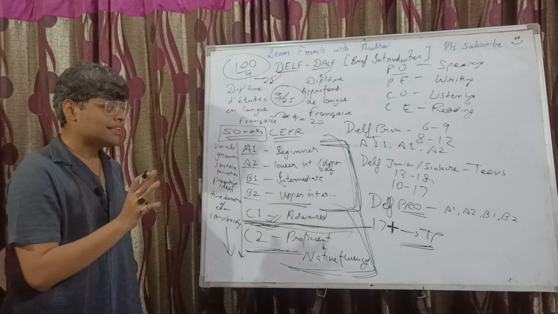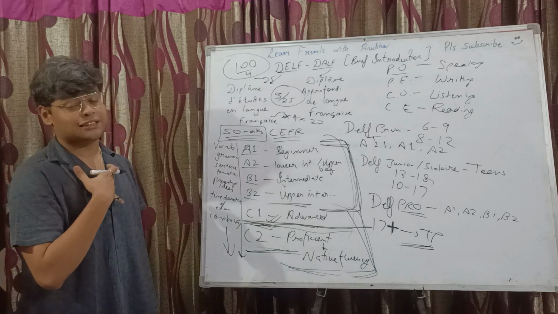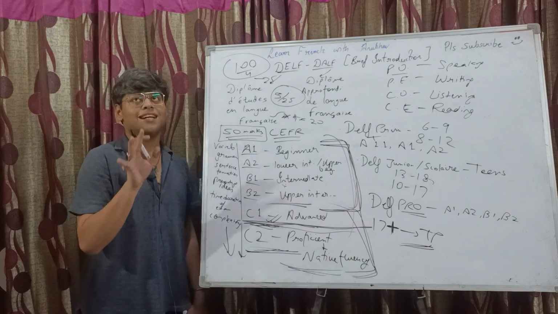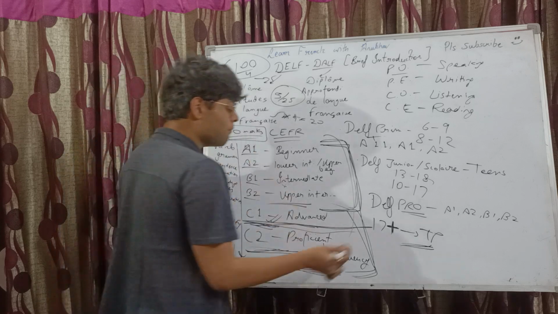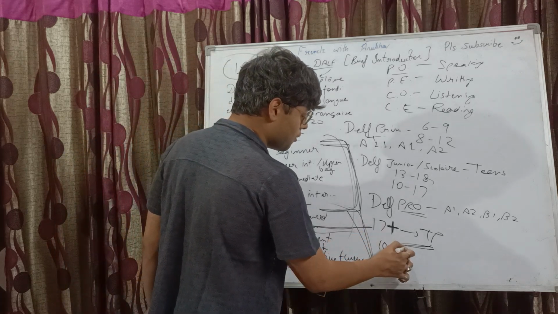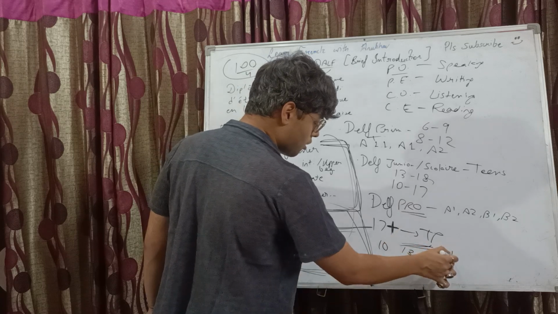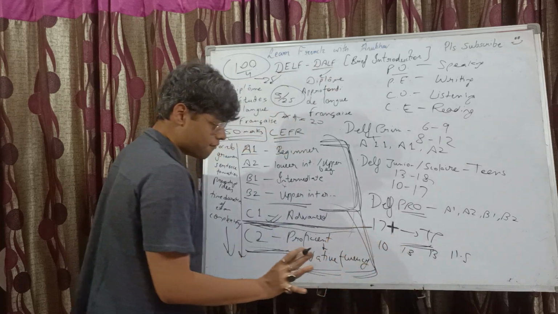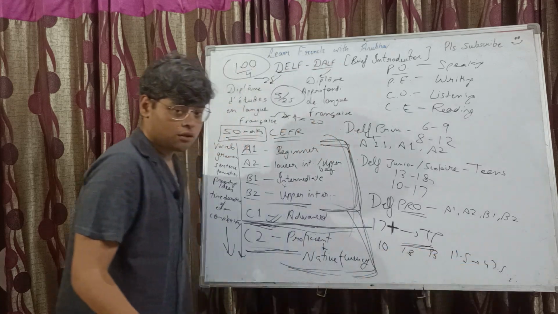Okay, let's take a few examples. Suppose, okay, let's take my example only. September 2023, I gave my DELF B2. My marks were 10, 13, 13, 11.5. Total is 47.5. Right.